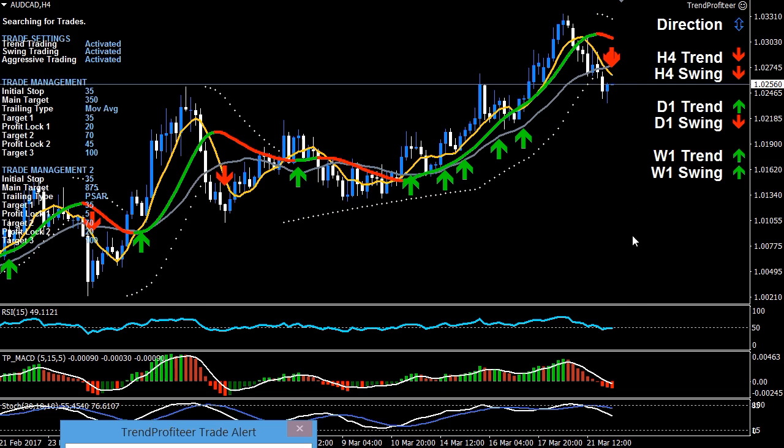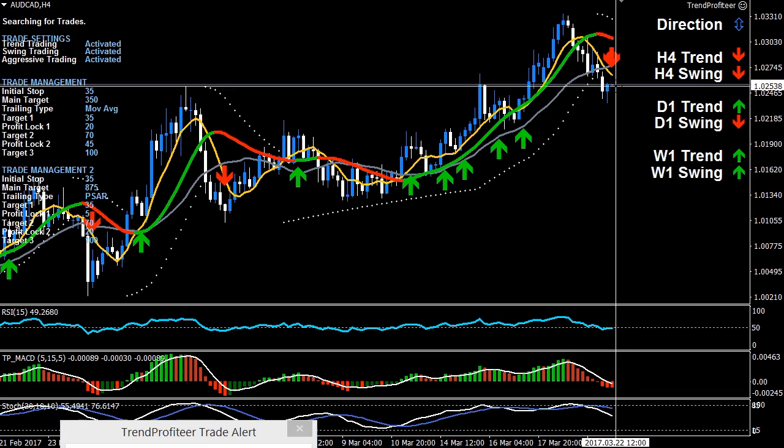The trend follower has just changed from green to red. My RSI is below 50, that's what I want. My MACD is below the 0 line, and my stochastic has already changed over to the downside. So let's take a look at how much we can make here.